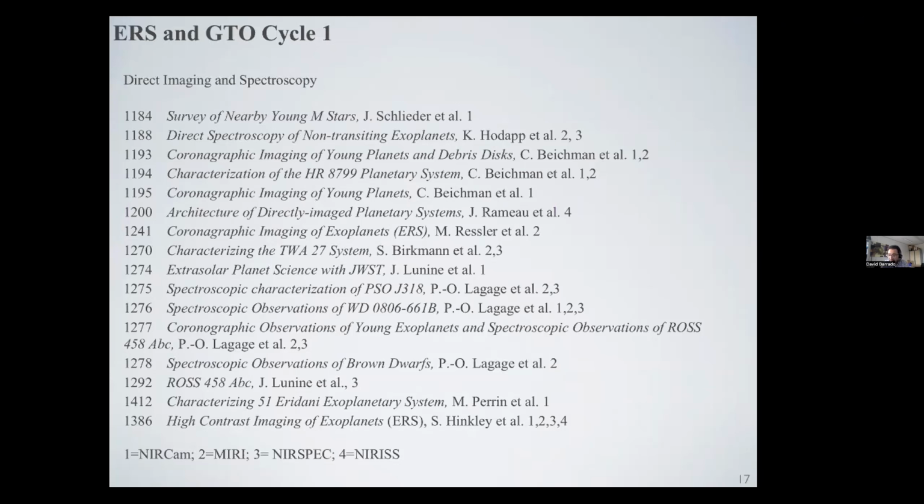For the first cycle that is still going on, several programs were approved as GTO programs. That's the guaranteed time for the teams that built the instruments. And also NASA decided, with approval of the Canadian Space Agency and ESA, of course, to have what is called the early release science programs. Those are open programs that the community requested. And from the very beginning, the data was available for everyone. So anyone can have access to the spectra, the photometry, or whatever it is, and analyze and publish.